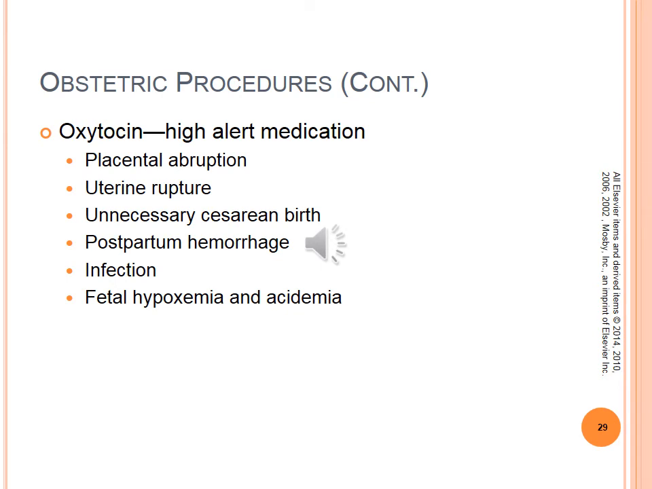Oxytocin is a high alert medication. It can cause placental abruption, uterine rupture, unnecessary cesarean birth, postpartum hemorrhage, infection, fetal hypoxemia, and acidemia.